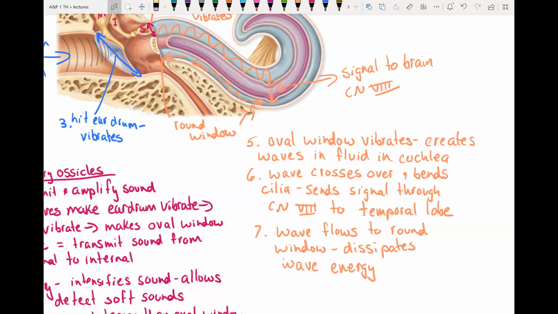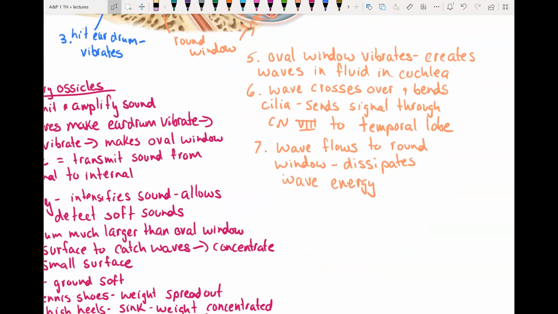Well, if you put a pillow there, say you hung a pillow over the edge of the pool, waves aren't going to bounce off of a pillow. The pillow will dissipate the wave energy. That's what the round window does. These waves flow through this fluid, they hit the round window, and then instead of bouncing back and creating echoes in your head, the round window dissipates the wave energy. So this prevents the waves from bouncing back.